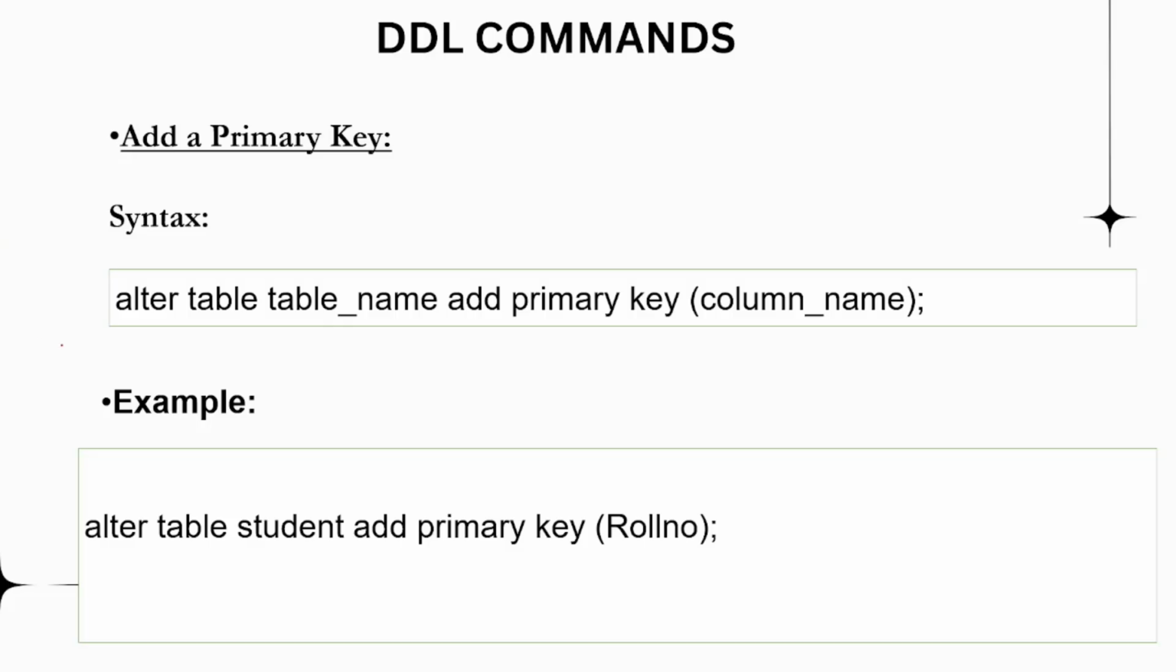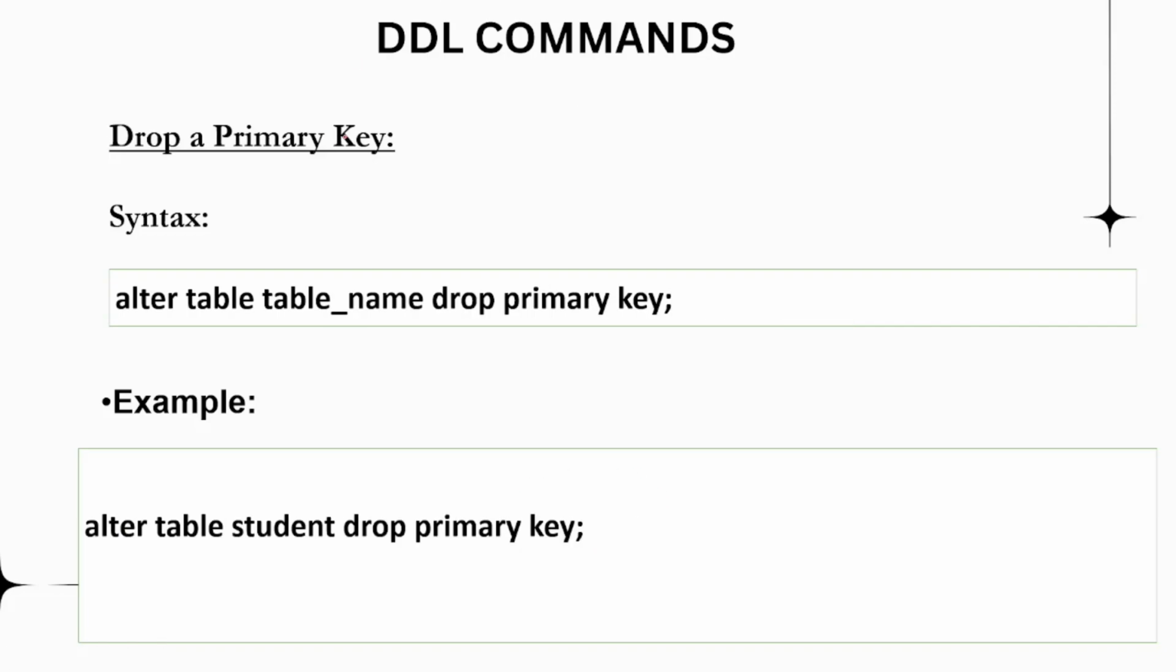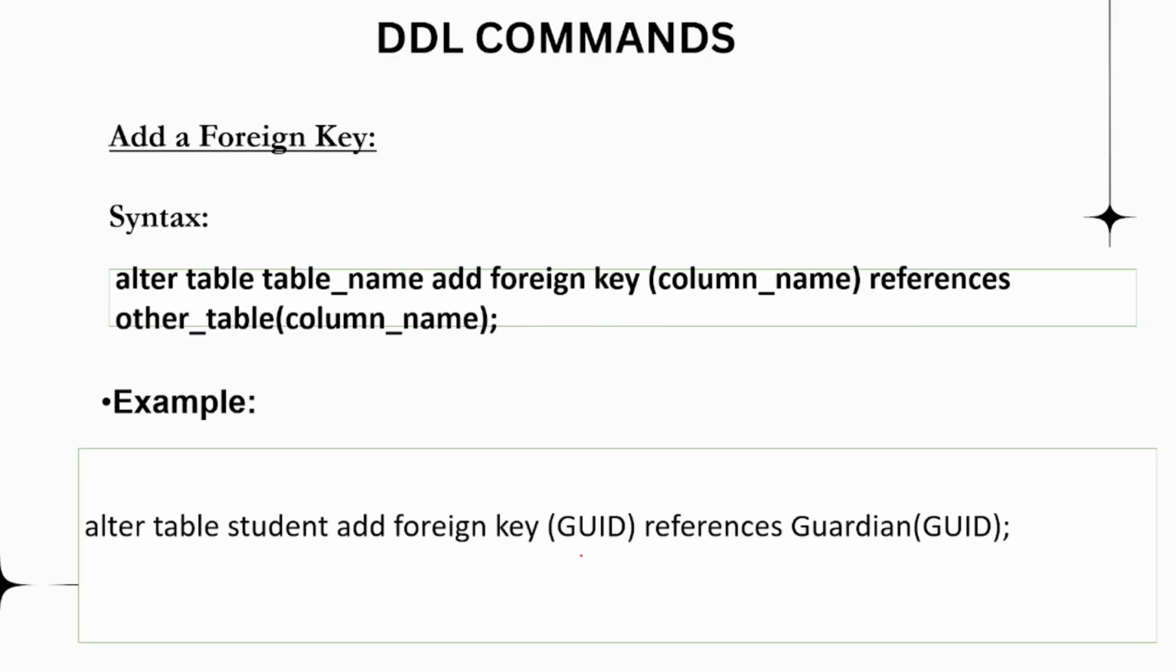Next, how can you add the primary key? ALTER TABLE table name ADD PRIMARY KEY of column name. So the column you want to make the primary key should exist. Here ALTER TABLE student ADD PRIMARY KEY, roll number I am adding as the primary key. Next one, drop a primary key. If you want to drop it, you have to mention ALTER TABLE student DROP PRIMARY KEY. So the primary key you created will be dropped. The column will be there, but the primary key constraint will not be there.